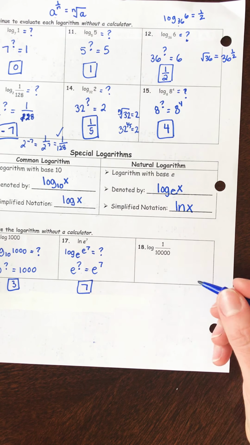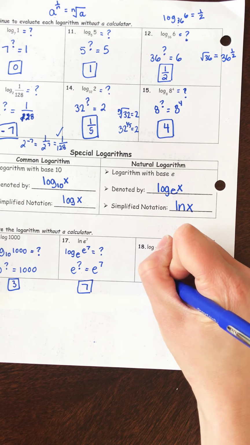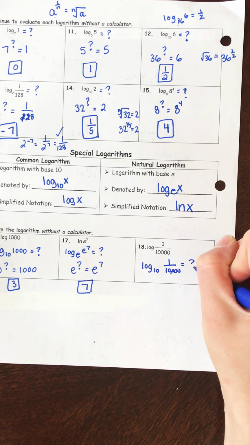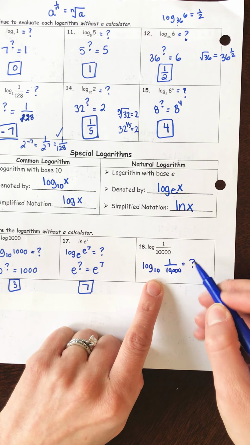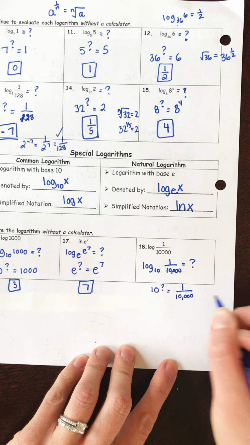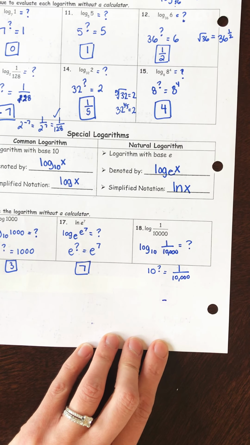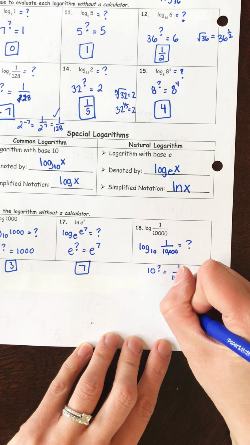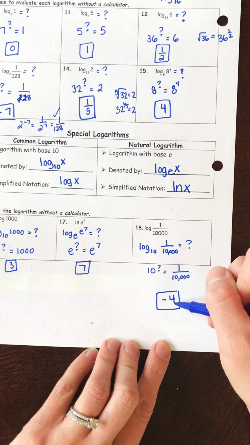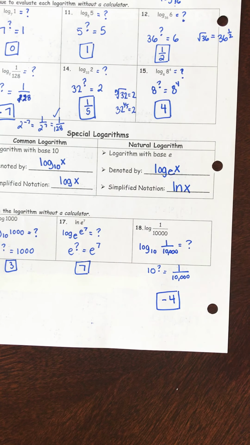Okay, look at this last one here. Log of 1 over 10,000. So that's really log with a base 10 of 1 over 10,000. So what does that equal? Well, that's like saying 10 to what power is 1 over 10,000? Well, I have a whole number going to a fraction, so that's got to be a negative exponent. 10 to what power is 10,000? That's the power of 4. So my answer is negative 4, because 10 to the negative 4th would flip it to become 1 over 10 to the 4th, and 10 to the 4th is 10,000.